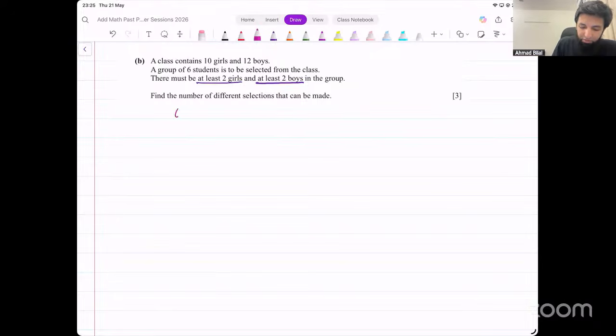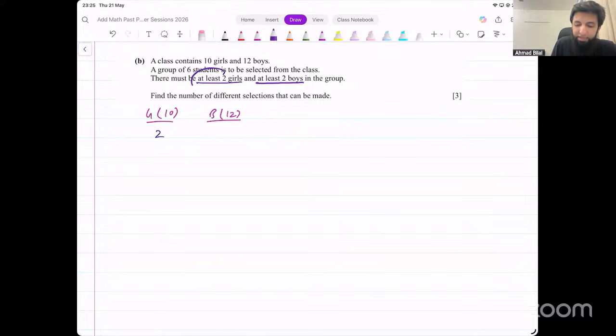Let's list them down. The number of girls that we've got is 10. The number of boys that we have is 12. How many boys and girls need to be selected? At least two girls and at least two boys. Let's make the cases. Now, do it in a structured way so you don't miss out on any relevant case. So do it in a proper order. So you do it like this.